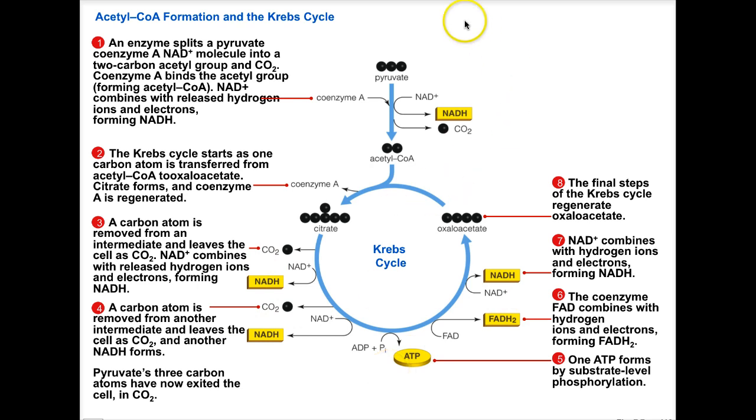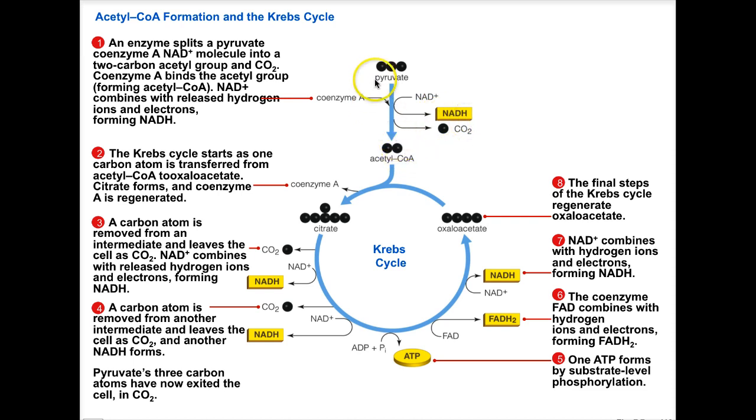There is a preparatory step, which is shown up here. For our pyruvate to be able to enter the Krebs cycle, it needs to gain what's called a coenzyme A. So notice the 3-carbon pyruvate molecule bonds with coenzyme A, loses a carbon in carbon dioxide, forming acetyl-CoA. And to assist that process, our NAD plus molecule is reduced to NADH. The NADH will then go to the electron transport system.